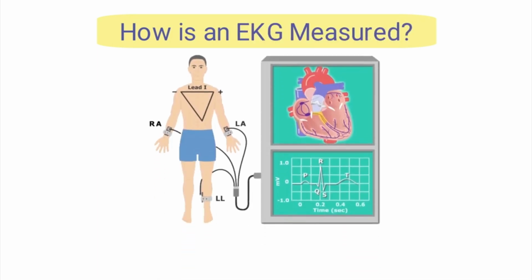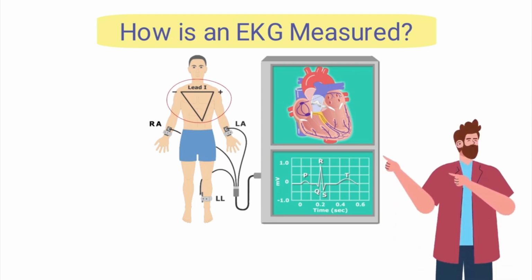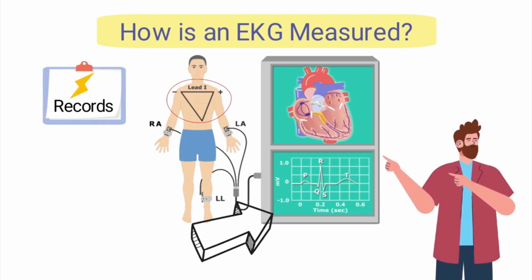So how exactly is an EKG measured? The electrical activity produced by the heart's contractions can be detected by electrodes that are placed on the patient's skin. These electrodes are connected to an EKG machine, which records the electrical activity and produces a graph that can be interpreted by medical professionals. Now let's talk about the electrophysiology of the heart.